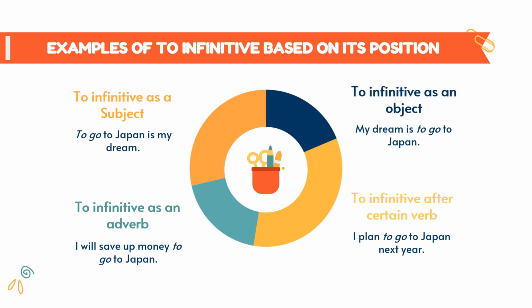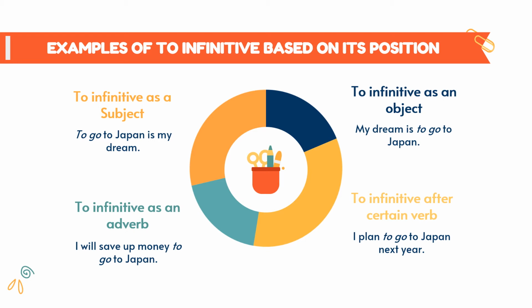And the next, to infinitive as an adverb. I will save up money to go to Japan. If we analyze this sentence, I is the subject, will save up is the verb, money is the object, and after that is an adverb. This to go to Japan is the adverb, but this adverb is using to infinitive.